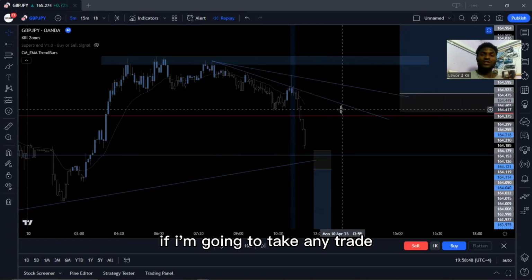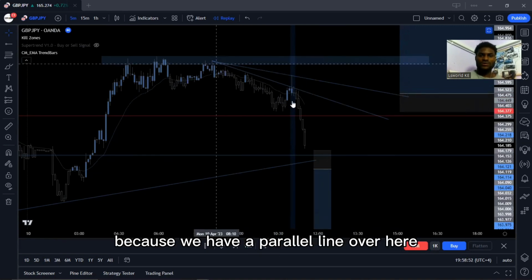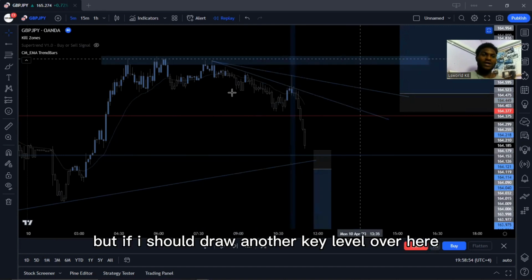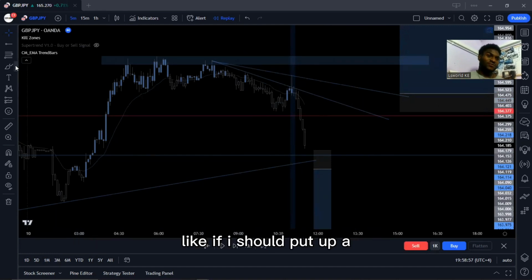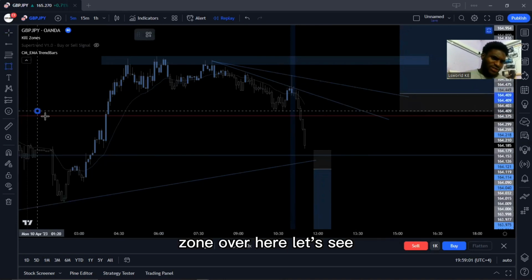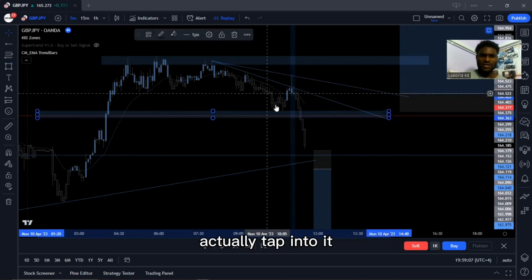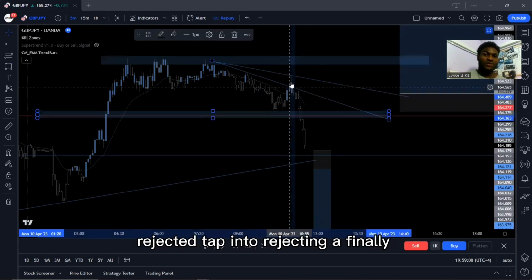If I'm going to take any trade, I'll have to take the trade from this horizontal trend line over here, because we have a parallel trend line over here and a horizontal trend line over here. But if I should draw another key level over here, like if I should put up a zone over here, let's say it's just a random supply or demand zone, as you can see, price actually tapped into it, rejected, tapped into it, rejected, and finally broke it.